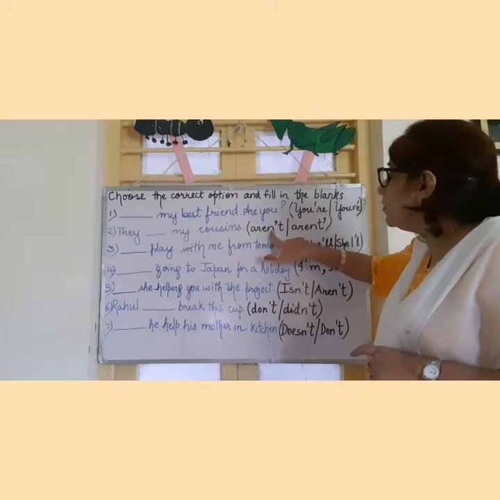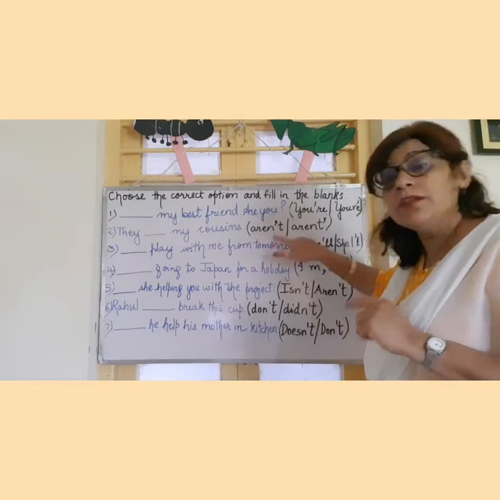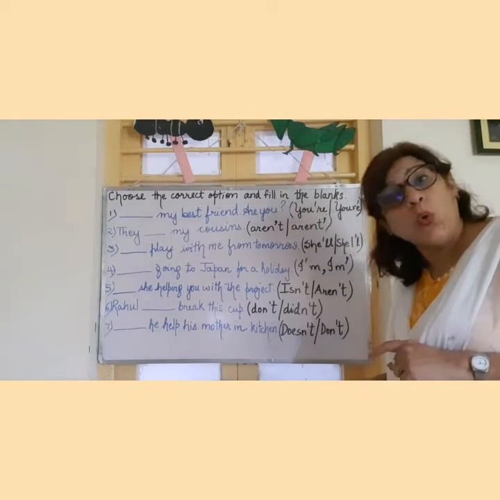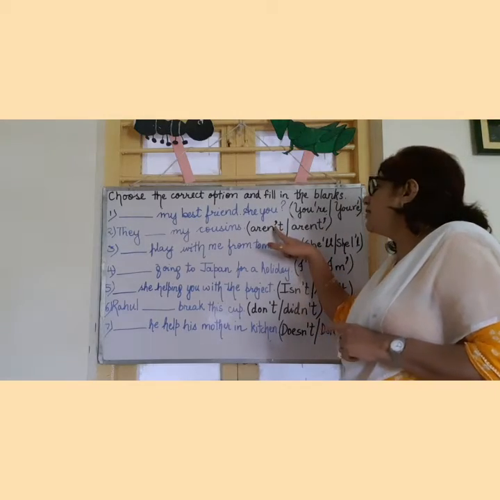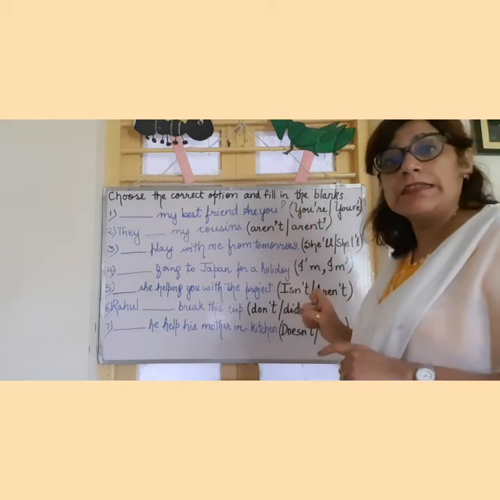So here, what did we do? What is the spelling of not? N-O-T, not. So what did we do here? We have removed the letter O and replaced it with the apostrophe. Right?